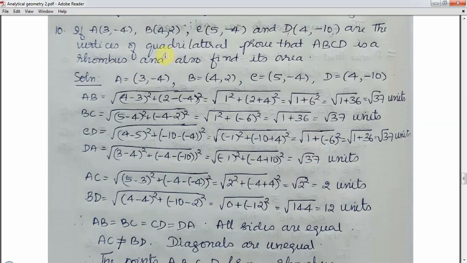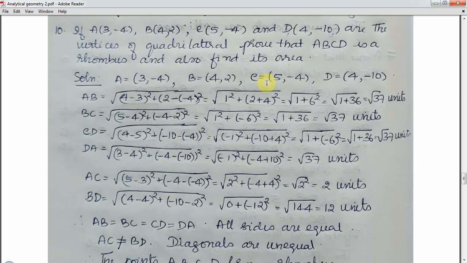Similarly, this 10th one: if A, B, C, D are the vertices of a quadrilateral, prove that A, B, C, D is a rhombus and also find its area. Recall what is a rhombus? Rhombus means it is like a kite. All sides are equal but diagonals are not equal.